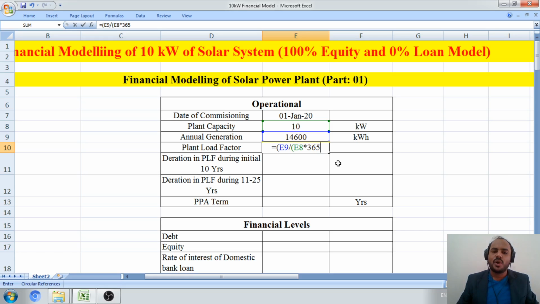factor compared to all the 365 days, multiplied by the number of hours in one day, which is 24 hours in one day. Just complete the bracket. Basically the plant load factor is nothing but when we are comparing the thermal power plant with a solar power plant. Actually a thermal power plant is a coal fired power plant and it is working 24/7.